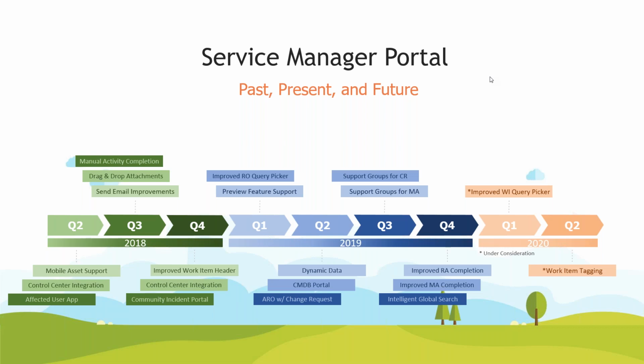In Q4, so this quarter, we're looking to release and actively releasing improved RA completion. We also have an improved MA completion. This is the next iteration of the completion pages for both review activities and manual activities, which will add some new functionality and also improve some of the existing functionality and design. And then we're also working on a big feature called Intelligent Global Search. This will replace the search box at the top. It'll be kind of a one-stop shop for your searching as we move forward.